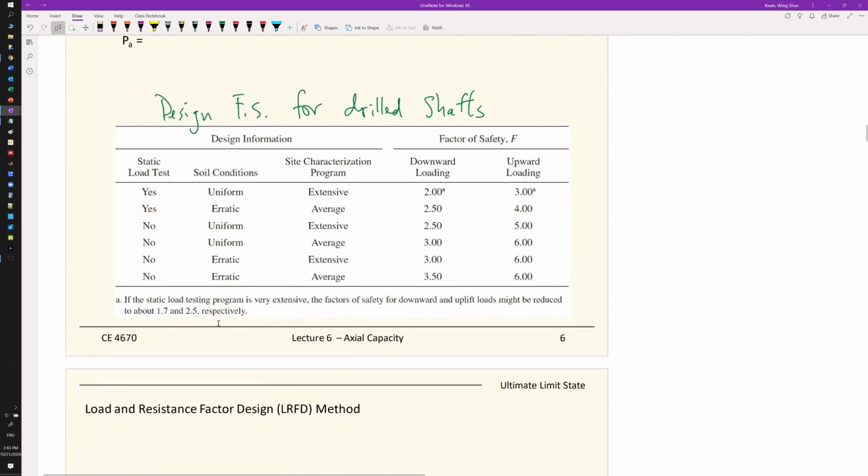Similar thing here, this is for the drilled shaft. If you do have static loading tests, then you realize your factor of safety actually is lower. And for other soil conditions, if you have very erratic soil behavior or soil conditions without a static loading test, then your factor of safety is very high because you want to compensate for the uncertainty.